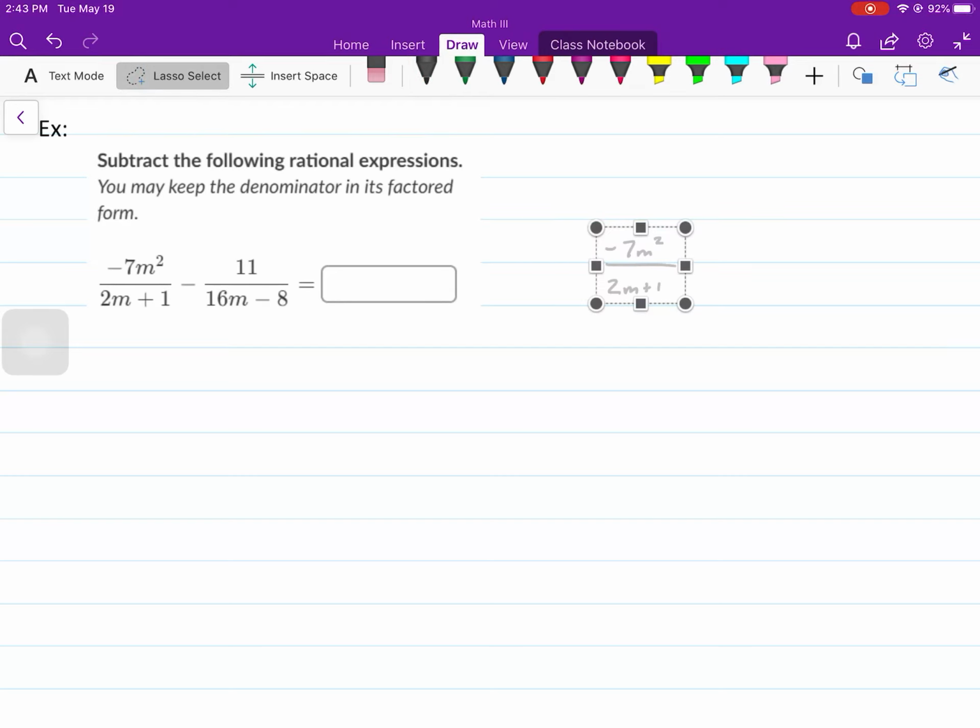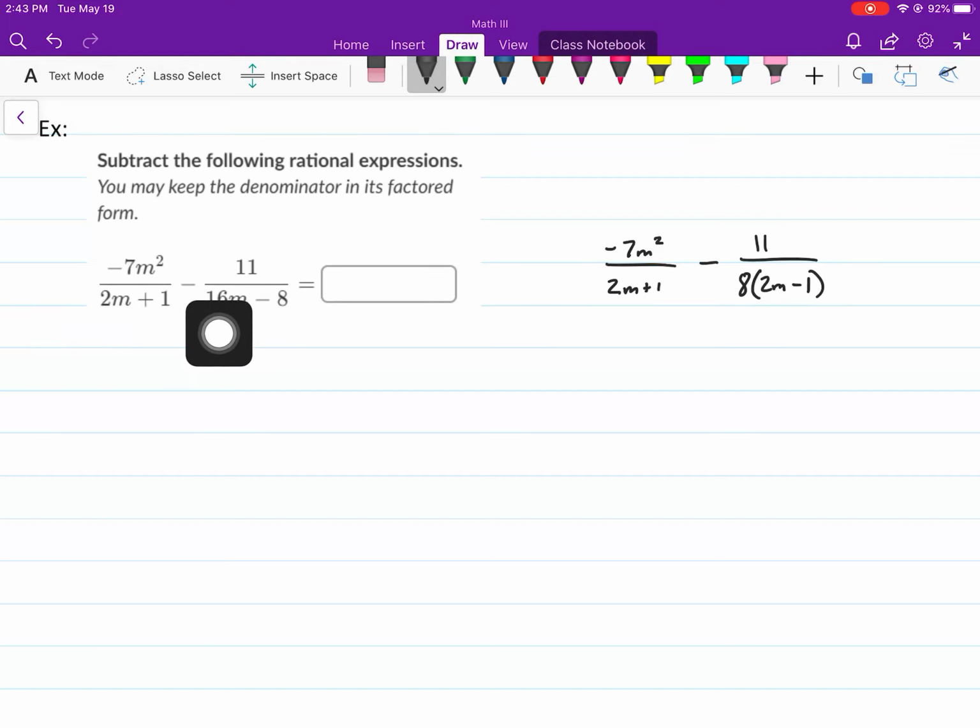And then looking right here, we could factor out an 8 from the denominator on that one. So let's take care of that. So minus 11 over 8 times 2m minus 1. And so they are not the same. 2m plus 1 and 2m minus 1, those are not the same. So we're stuck multiplying this one by 2m minus 1 and multiplying this one by 2m plus 1, so it will have the same denominator.